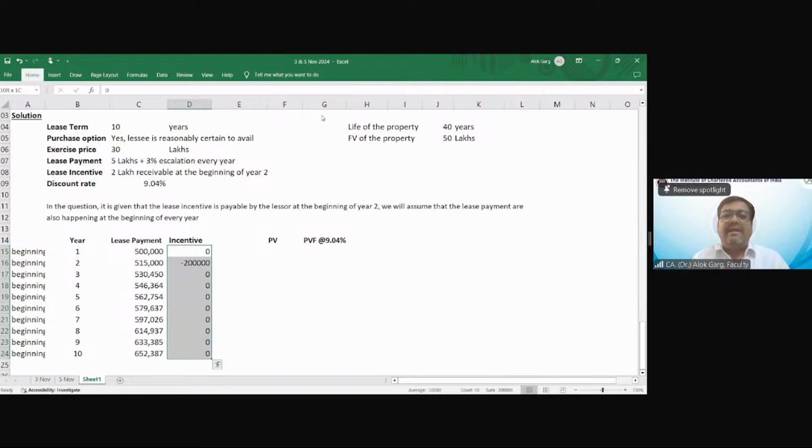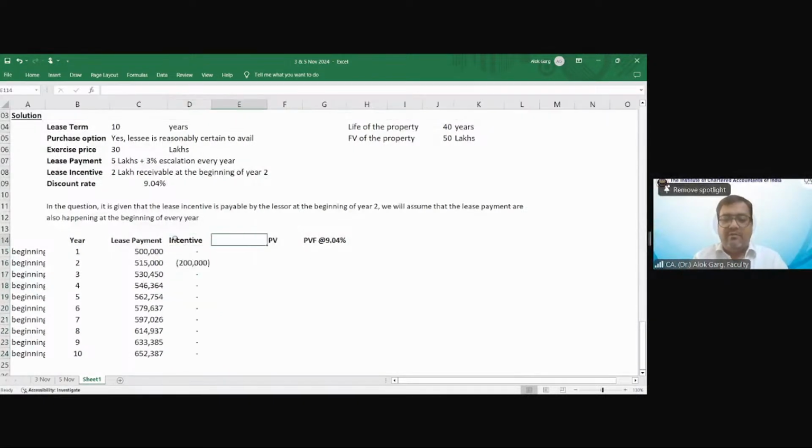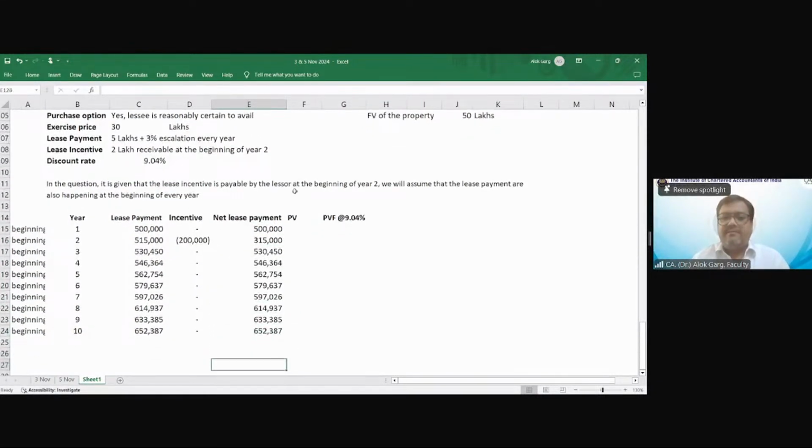What is my net lease payment? मेरी net lease payment क्या होगी? In the first year, this much. In the second year, third year, fourth year. Is that okay? Pooja, is that okay now? Yes, sir. Okay.